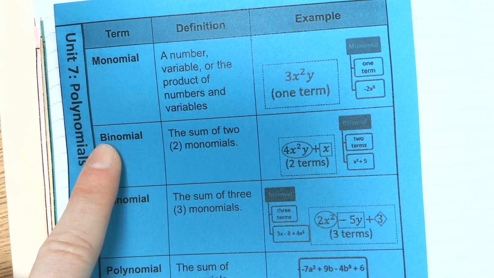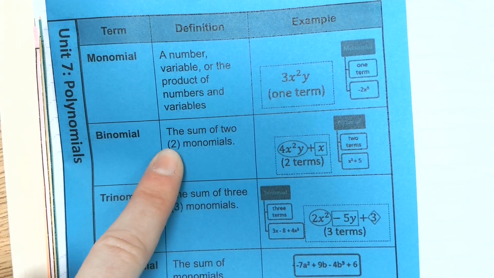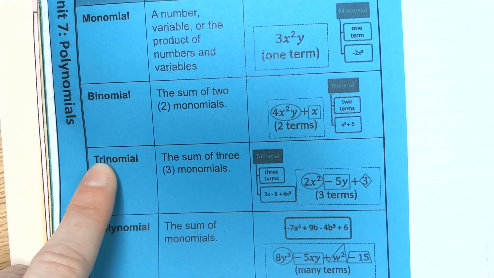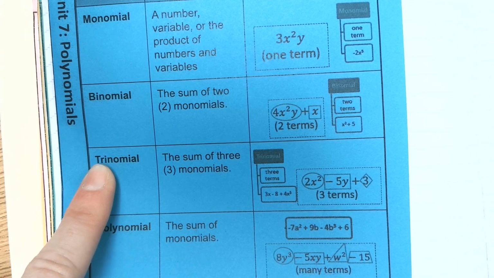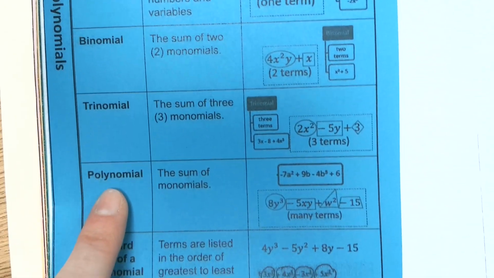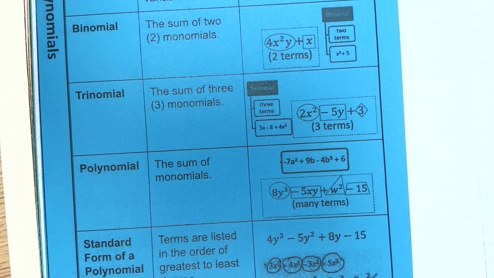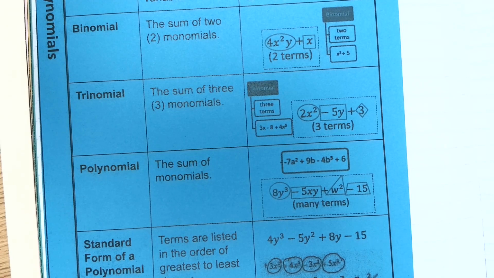We have a binomial. Binomial means two, like bicycle. A trinomial, like tricycle, 3 tires, if you think about it. Polynomial is just any sum of monomials. So just a string of numbers with variables and exponents all kind of lined up with the adding and subtracting. So that's a polynomial.